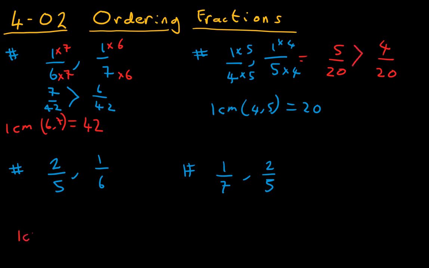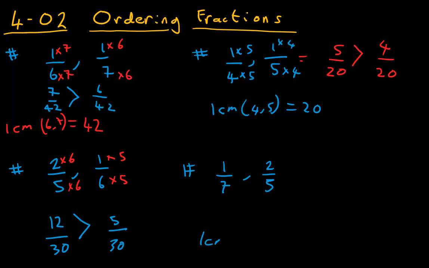Okay, so the lowest common multiple of 5 and 6 is 30. So we multiply denominator by 6, numerator by 6, denominator by 5, numerator by 5. We get 12 over 30, and we get 5 over 30. We can show that 12 over 30 is definitely larger than 5 over 30.